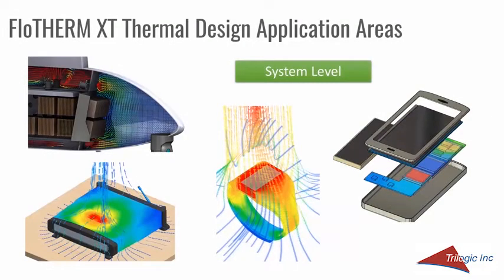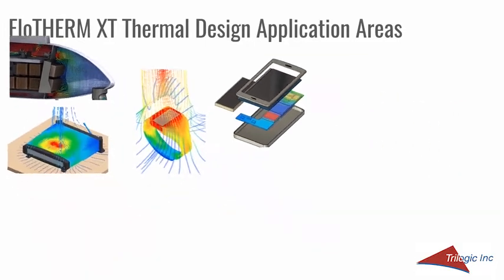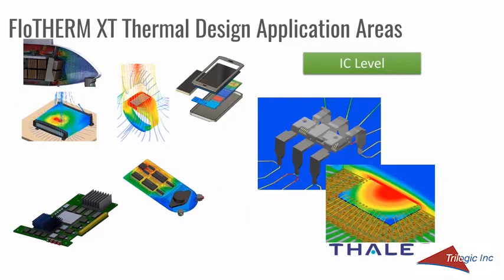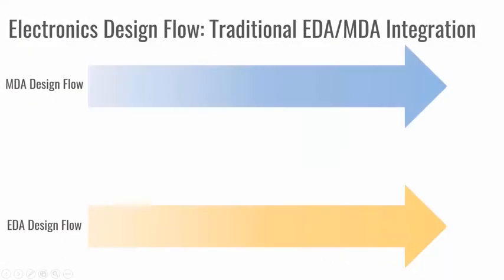FloTHERM XT is used at the system level, at the board level, and at the IC level. The BGA example, courtesy of Thales, looked at the improvement in predictive accuracy of thermal models when the bond wires were included. To understand the process improvements that FloTHERM XT provides, we need to first look at how traditional CFD integrates with the MDA and EDA design flows.